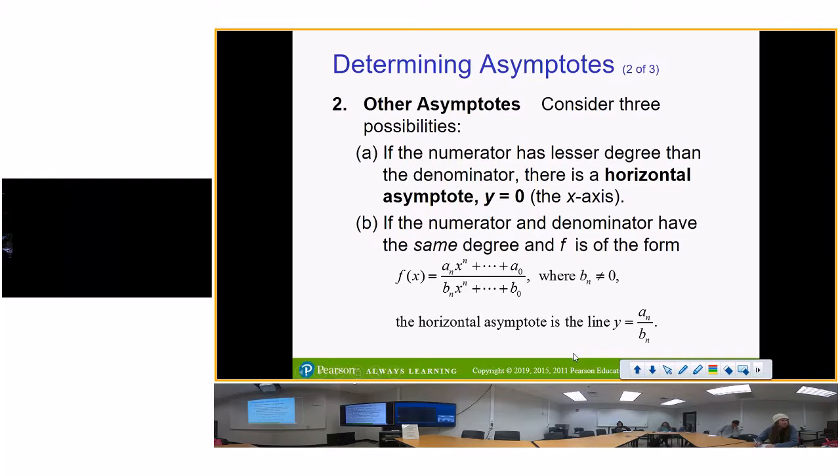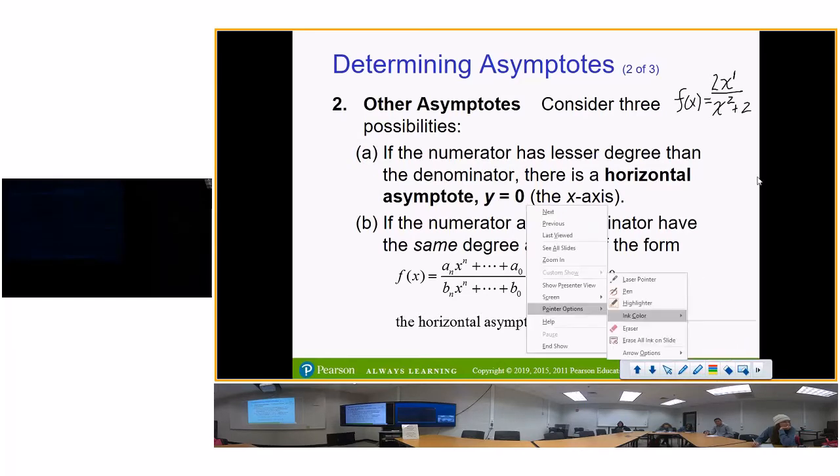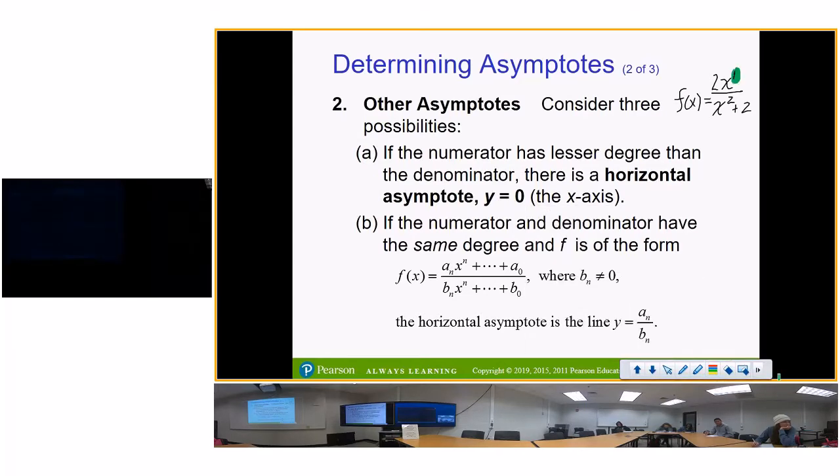Here's an example of the first one, A. f of x is equal to 2x over x squared plus 2. What's the degree of the numerator? 1. So let's take our highlighter and highlight that 1. That 1 is less than the degree of the denominator. What's the degree of the denominator? 2.